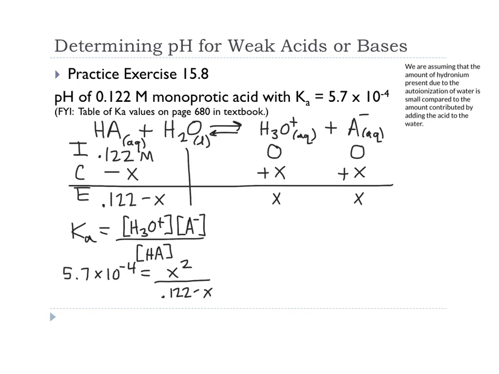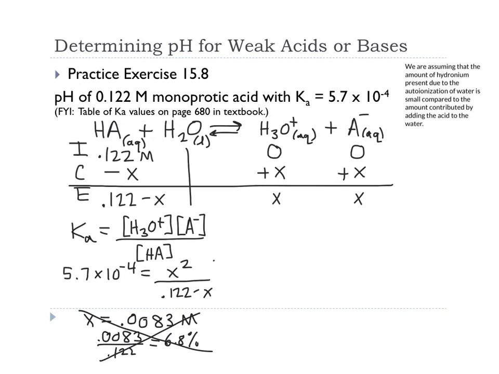So if we do that, I get x is 0.0083 molar. This shortcut only works if x is less than 5%. So I'm going to check that. 0.0083 divided by 0.122. And unfortunately, we get 6.8%. So our assumption is not okay here. We cannot neglect x in this case. So that doesn't work. That means we have to, in this case, go to the quadratic formula.